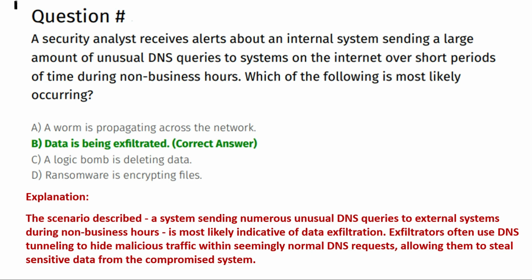Let's check the explanation. The scenario described, the system sending numerous unusual DNS queries to external systems during non-business hours, is most likely indicative of data exfiltration. Attackers often use DNS tunneling to hide malicious traffic within seemingly normal DNS requests, allowing them to steal sensitive data from the compromised system. So that's why the correct answer for this question is option B.